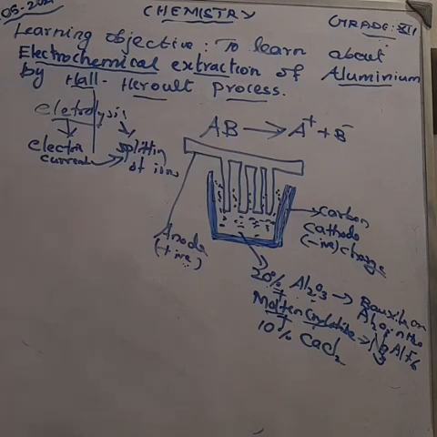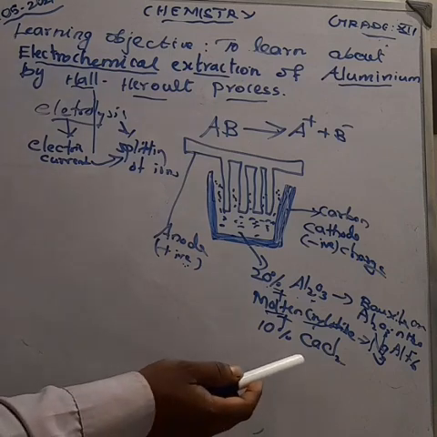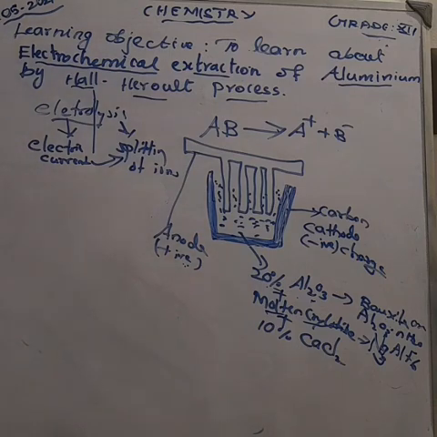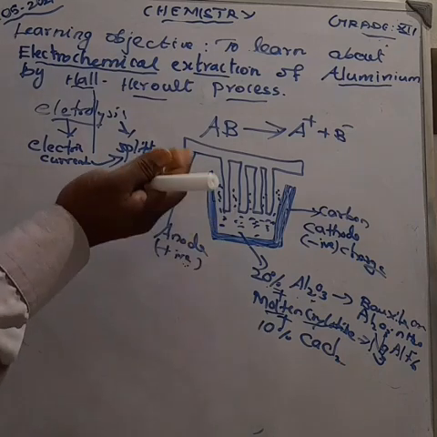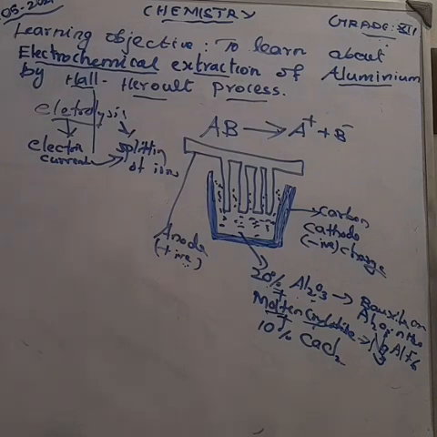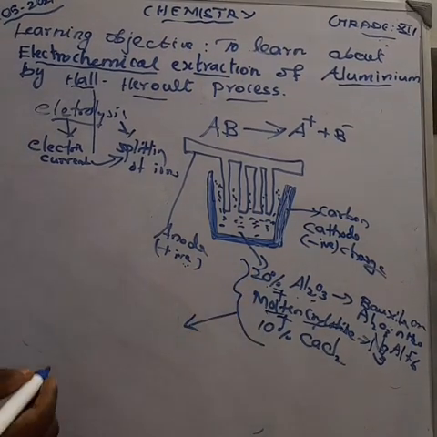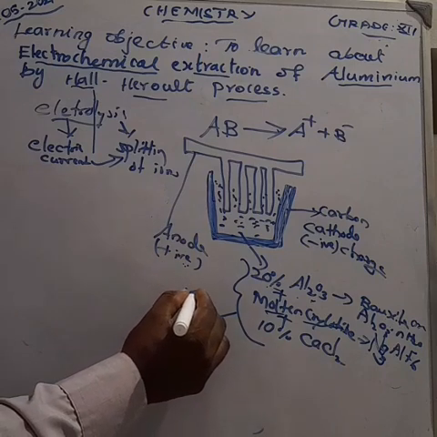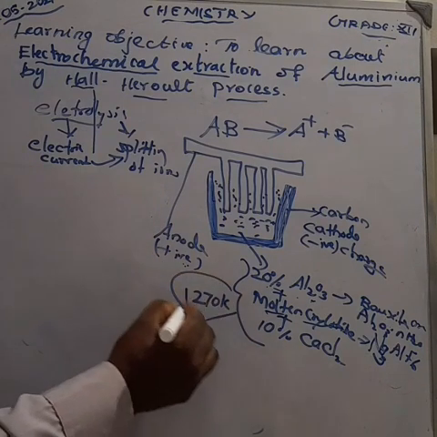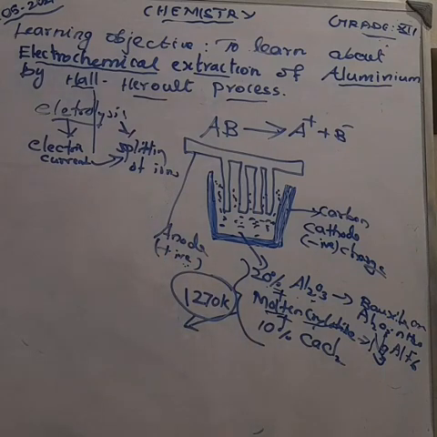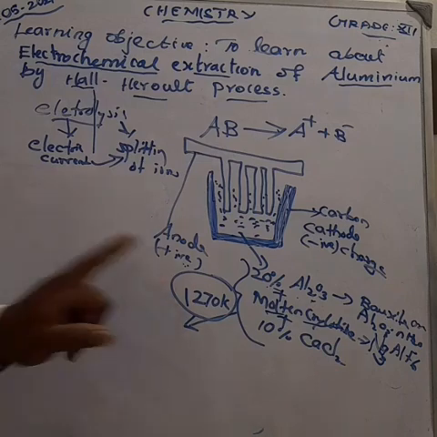Na3AlF6. And again, 10% of calcium chloride is added to the solution. What is the purpose of adding calcium chloride? To lower the melting point of the mixture. Then the fused mixture is maintained at a temperature of about 1270 Kelvin. Don't forget that this is also one of the one-word questions.